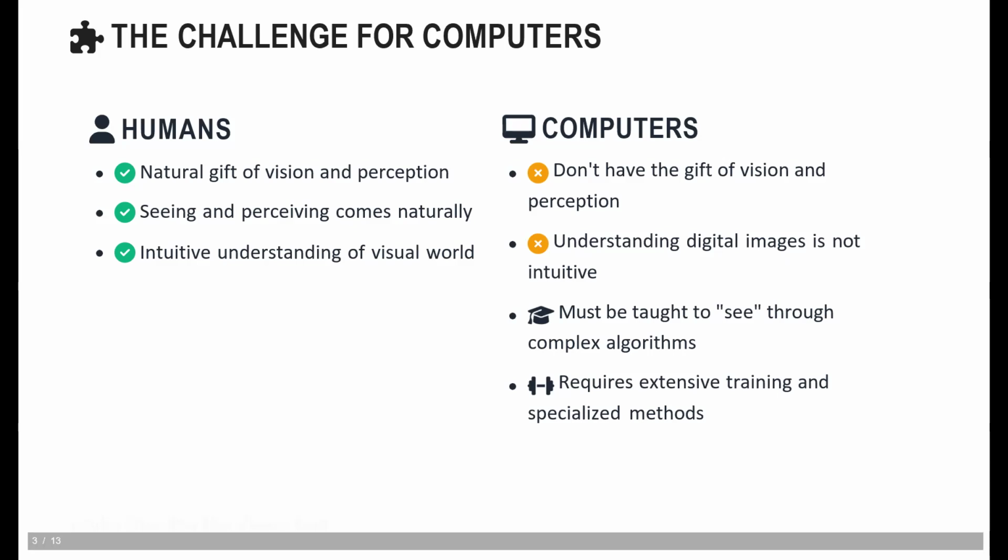So different objects, we need to label them and make the computer understand the different objects. What computers cannot do, they don't have the gift of vision or perception. They don't have a perception of what the actual object is. We need to train them, humans need to train them. Understanding the digital image is not intuitive, so computers must be taught to see through complex algorithms. Yes, we need to make them understand by using different algorithms.